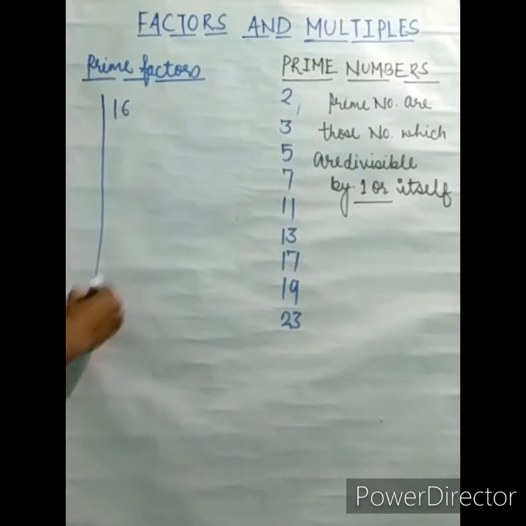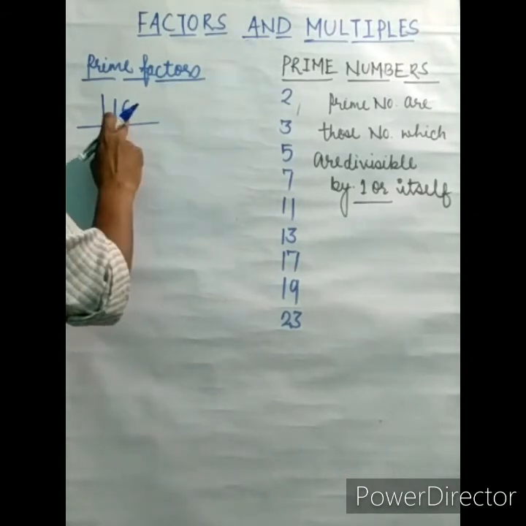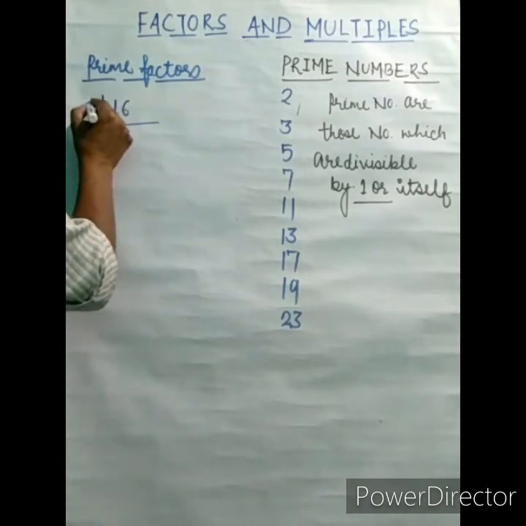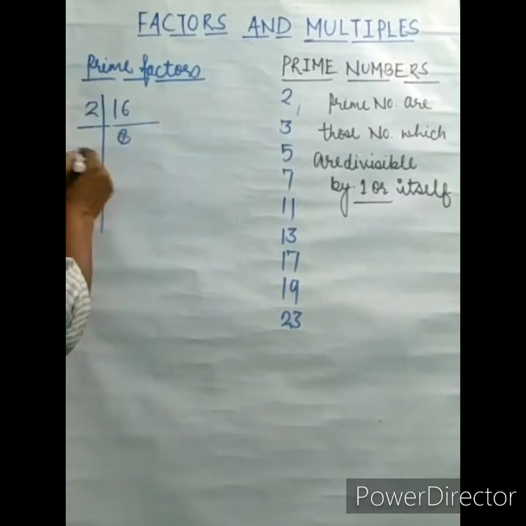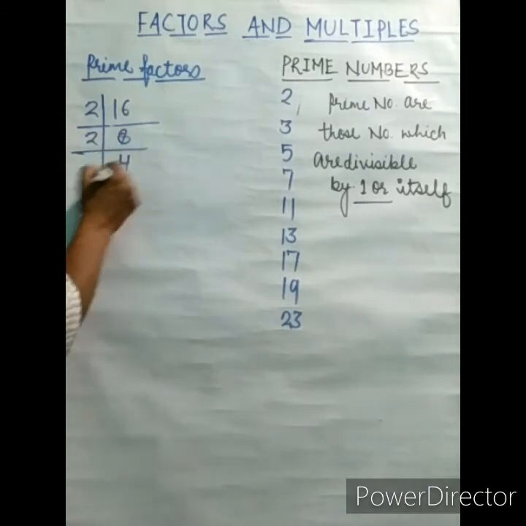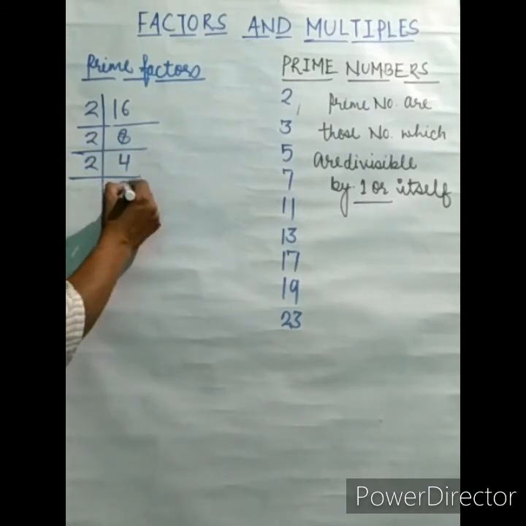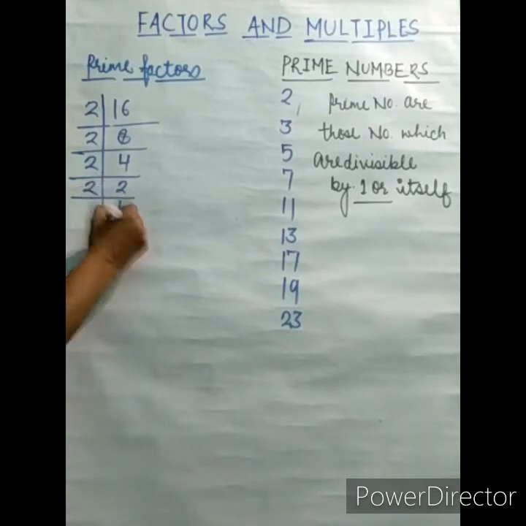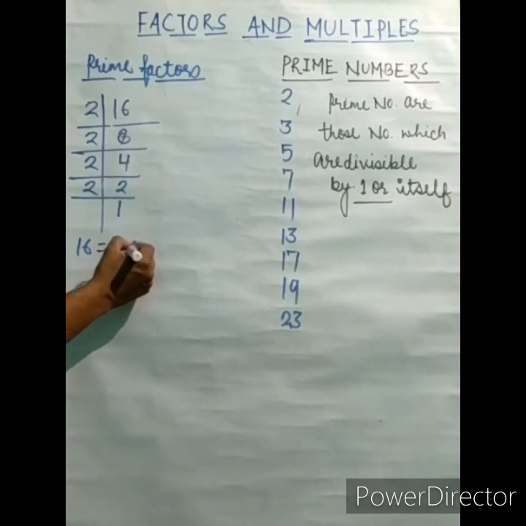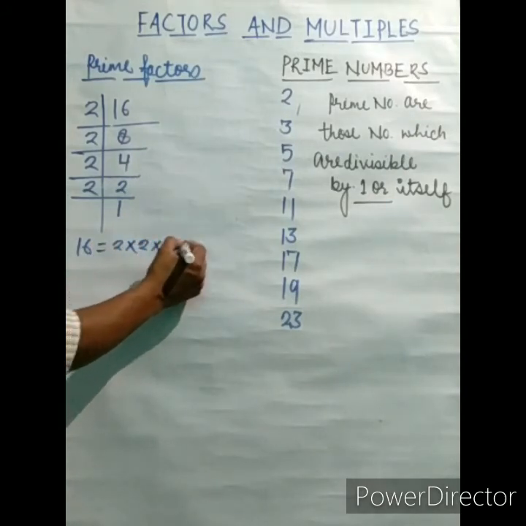Now see, we are doing prime factors of 16. In prime factors, we divide only by prime numbers like 2, 3, 5, 7. Is 16 divisible by 2? Because the one's place is even, it is divisible by 2. 2 8. Again 8 is divisible by 2, yes, then divide by 2. 2 4, again 2, divisible by 2. So the prime factors of 16 will be 2 into 2 into 2 into 2.